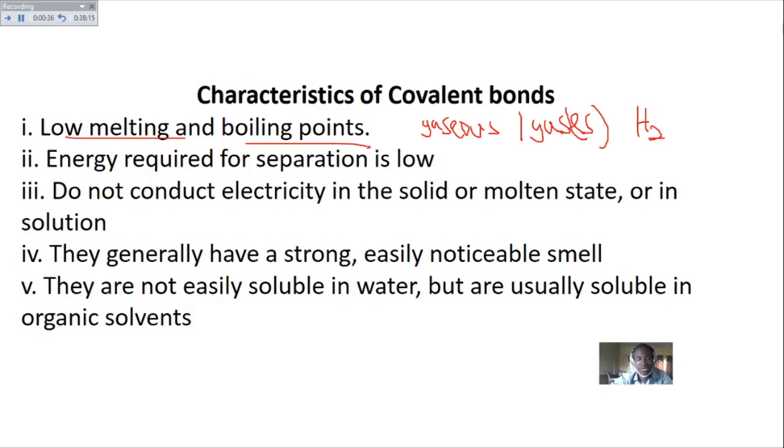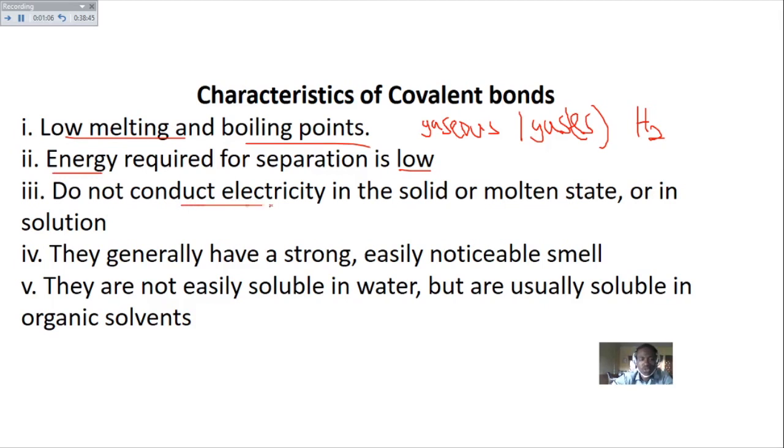They have low melting and low boiling points because you don't even have what we call electrostatic force between them. The particles are loosely packed. Therefore, the electrostatic force between them is negligible. You cannot even see it. Very small. The energy required for separation too is very, very low because these gaseous atoms are not closely packed. They are loosely packed. Therefore, you need less energy to even separate them.